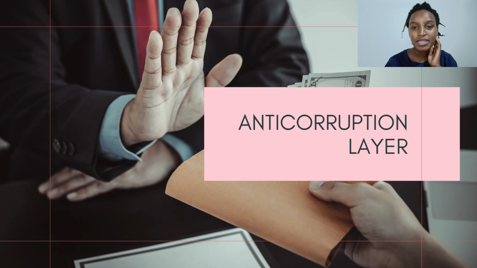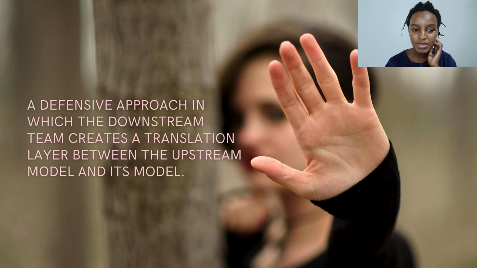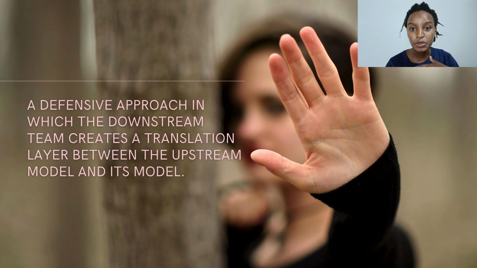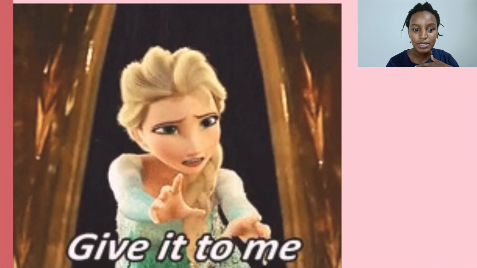Today we're going to look at anti-corruption layer. What is anti-corruption layer? This is one of the ways you can have relationships between your bounded contexts in a domain-driven design system. What is it? It is a defensive approach in which the downstream team creates a translation layer between the upstream model and its model. You have the upstream team giving data to the downstream team, and then there's a layer between you to help you only get exactly what you need and nothing more, that helps you not corrupt your model. That's ideally what it is about.